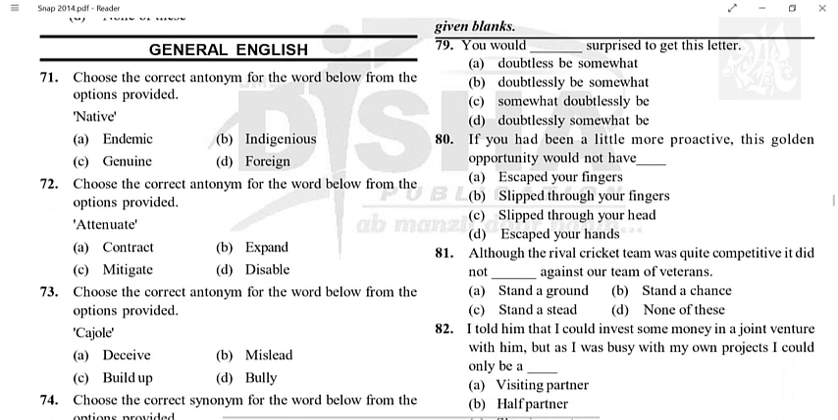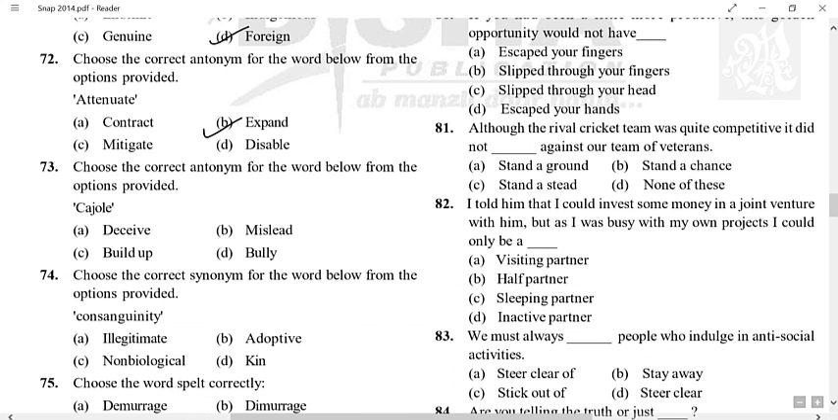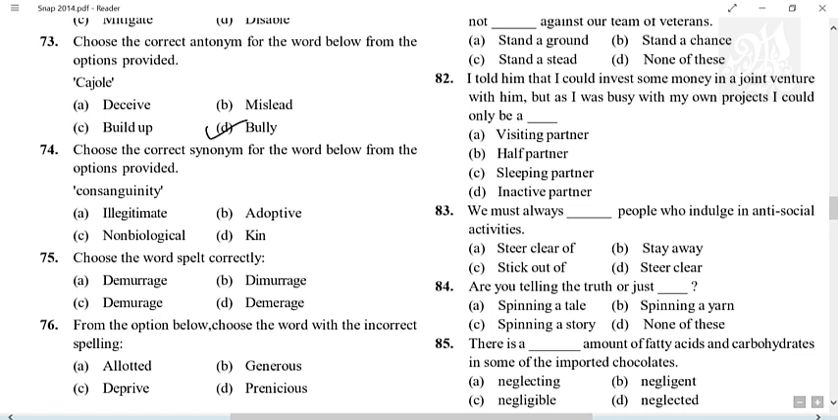Okay. Now choose the antonym of native. Native is going to be foreign. Attenuate is to lessen something, so the antonym is to expand something. What is the antonym for cajole? Cajole is to coax, or just to make somebody feel good about something. Definitely bully. Consanguinity, synonym you want. Consanguinity means of the same blood, so it's going to be kin.